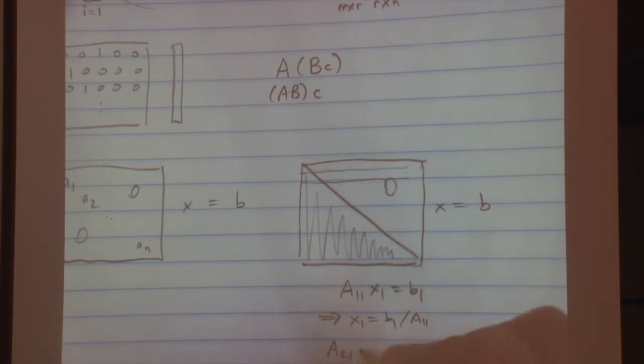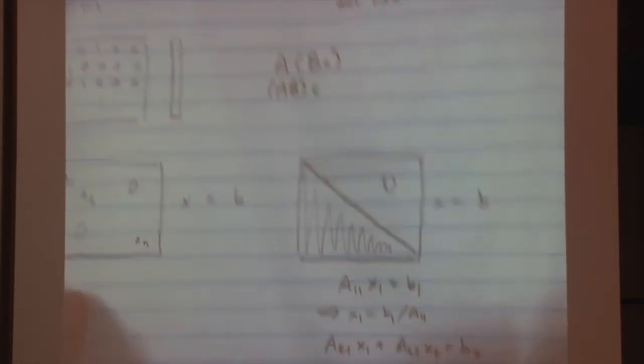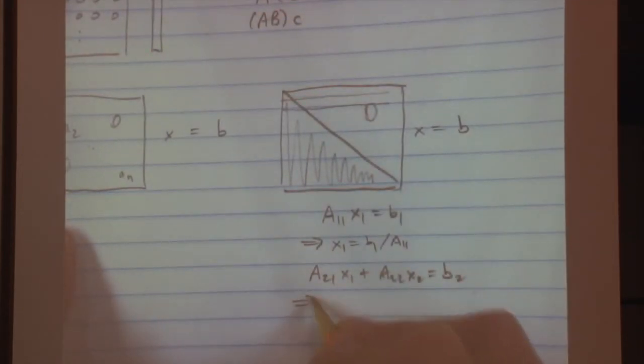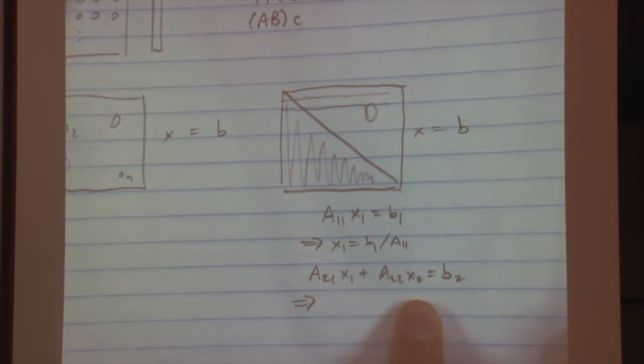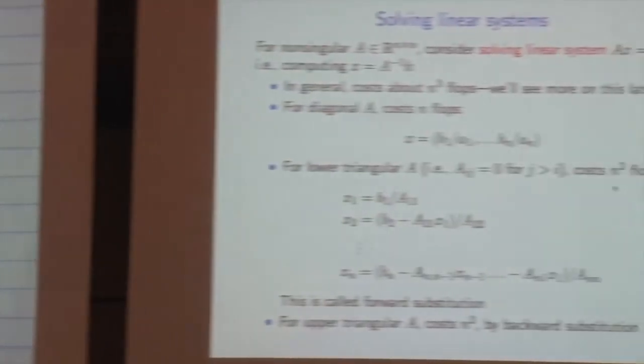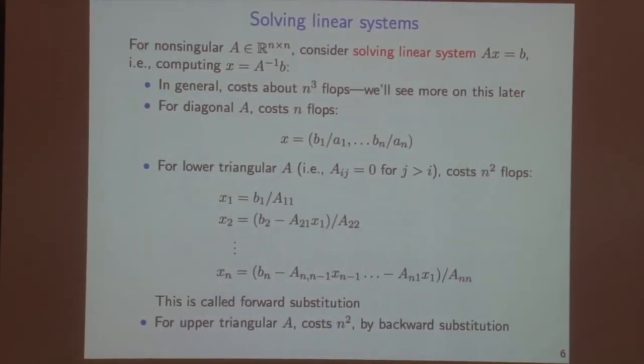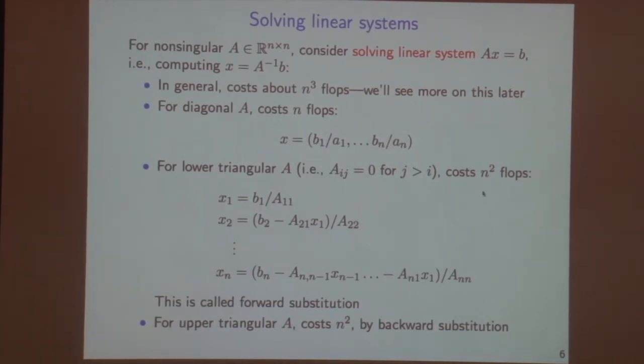So we get a21 x1 plus a22 x2 equals b2. Because we already know what x1 is, we can just substitute that in and solve for x2. While the first cost 1 flop, this is going to cost on the order of 2 flops. As we go forward, solving for the kth row is going to take on the order of k flops. The number of flops in total is the sum of i going from 1 through n, which is on the order of n squared. So it's going to cost about n squared flops to solve a triangular system, which is very different from n cubed flops for a generic system.